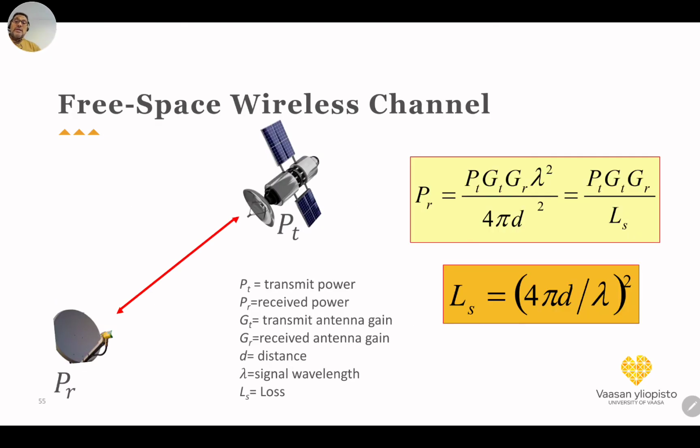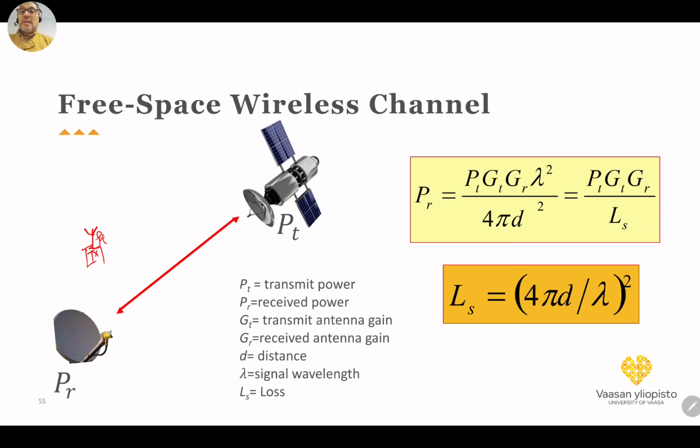Okay, now if we talk about free space wireless communication, I'm not going into deep analysis, but just to keep it in a very simple way, assume that you have your transmitter here. You have a transmitter antenna, and you feed power P_t. P_t is your power transmitted in space.